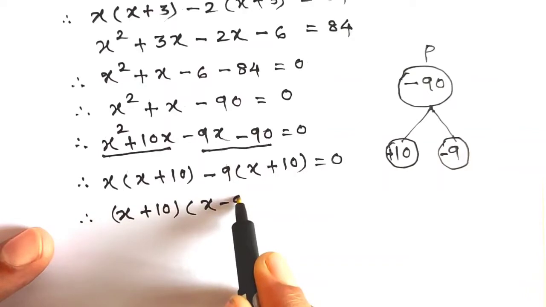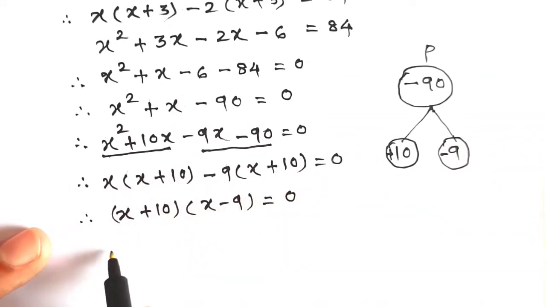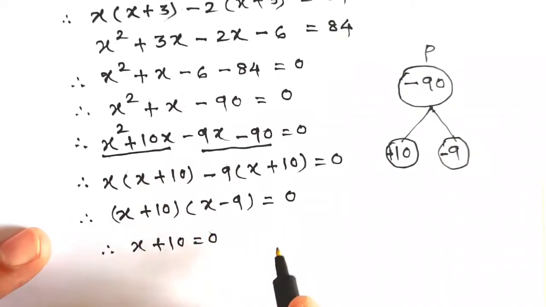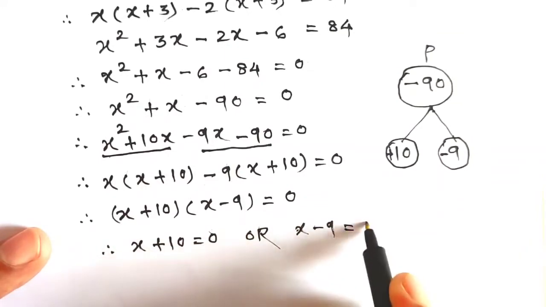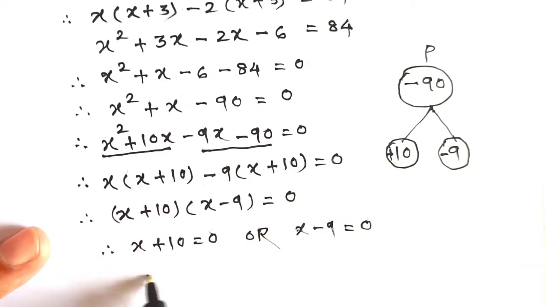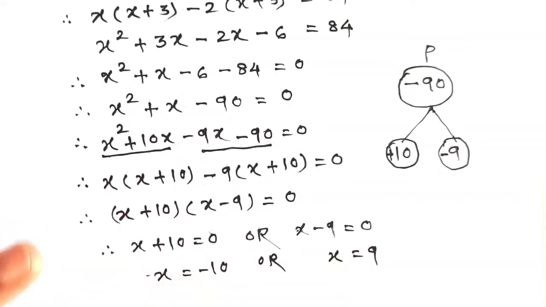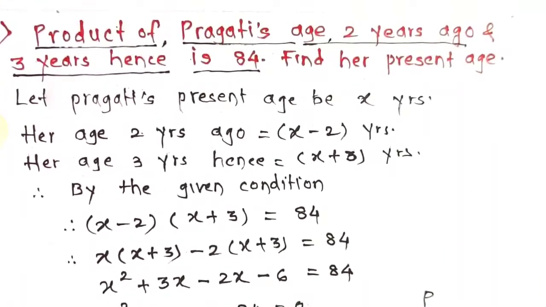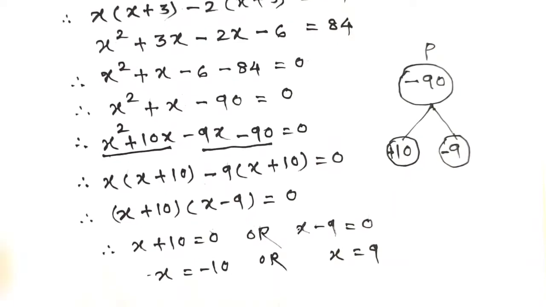x minus 9, the remaining factor outside the bracket, is equal to 0. Therefore either x plus 10 is equal to 0 or x minus 9 is equal to 0. So whenever x plus 10 is equal to 0, x is equal to minus 10, or x is equal to 9. But x is the age of Pragati. Here we consider x as the age of Pragati, and age is never negative.